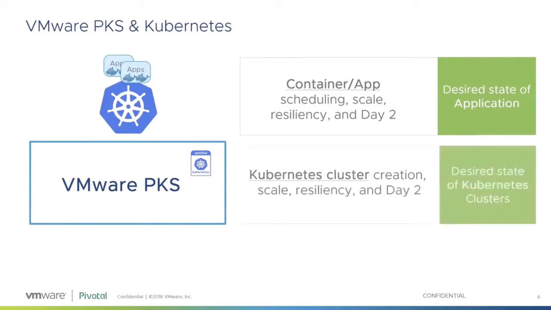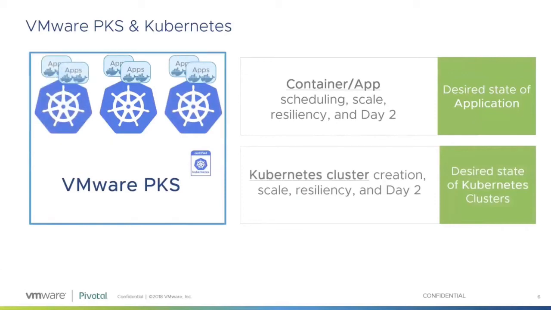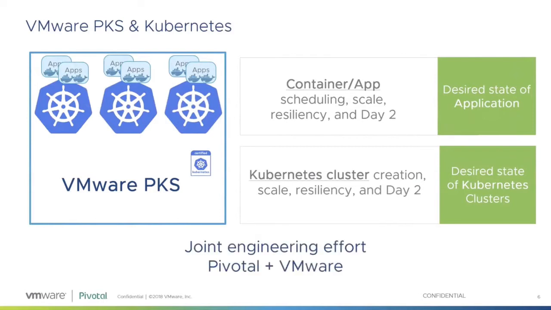So think of VMware PKS as the desired state of potentially multiple Kubernetes clusters. With a single instance of PKS and a single command line, you can deploy an entire Kubernetes cluster and make it available to your software developers. This is a joint engineering effort between Pivotal and VMware. Literally, the engineers and product managers from the companies sit in the same office in Palo Alto and work side by side. So it truly is a joint offering between the companies.